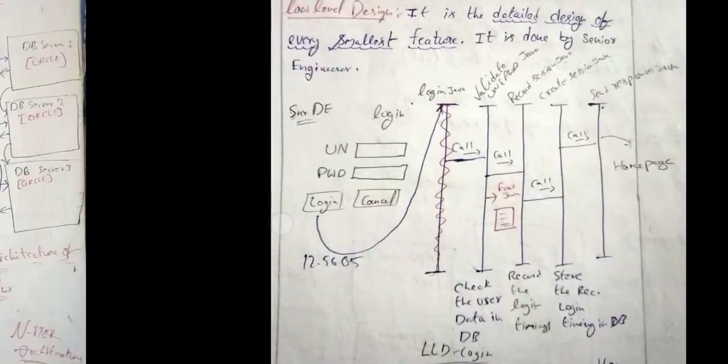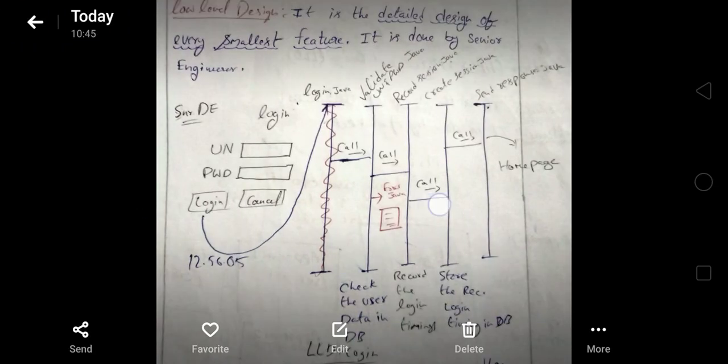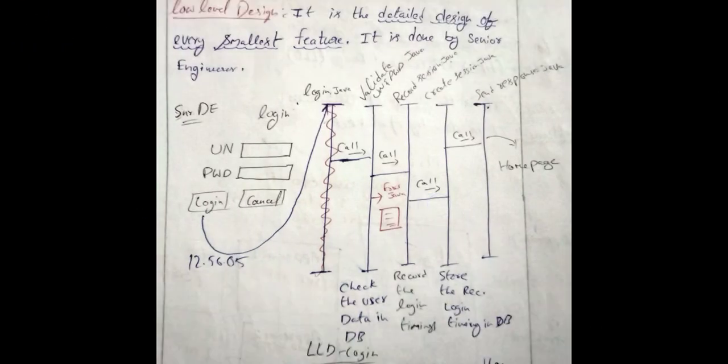And next we move to the low level design. Low level design is the detailed design of every smallest feature of the software, and it is done by the senior engineers. It is a detailed design of every smallest feature.